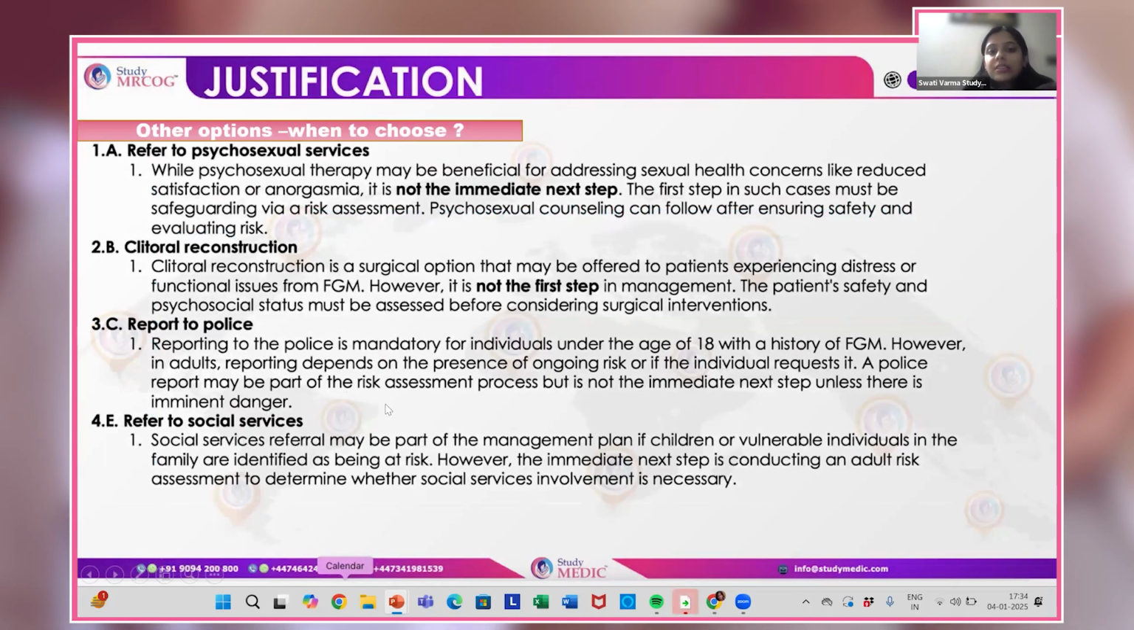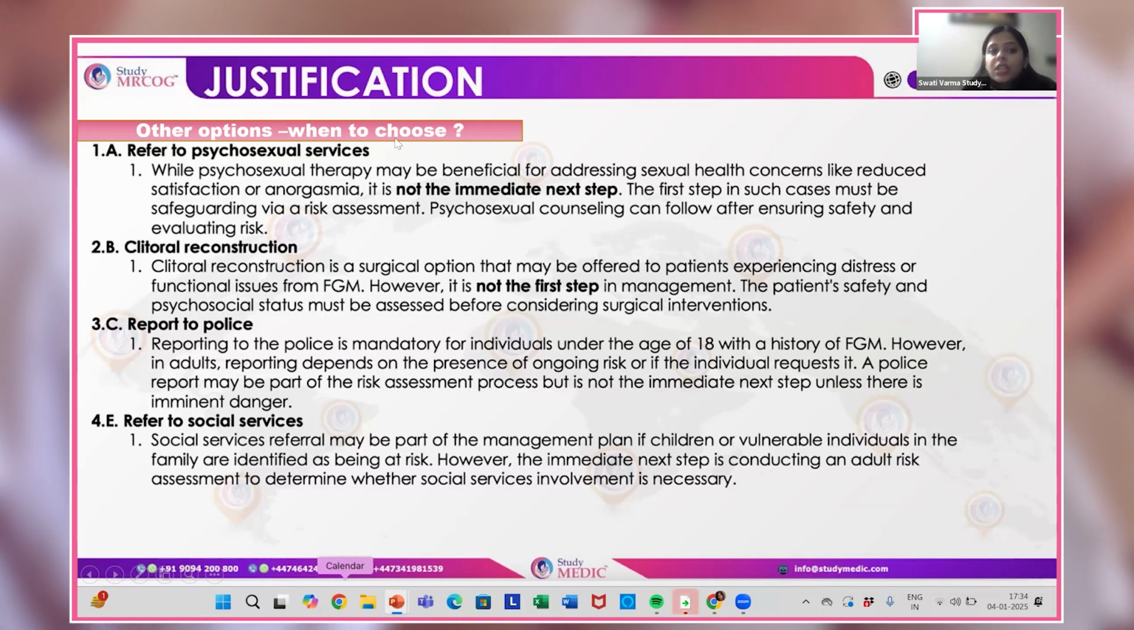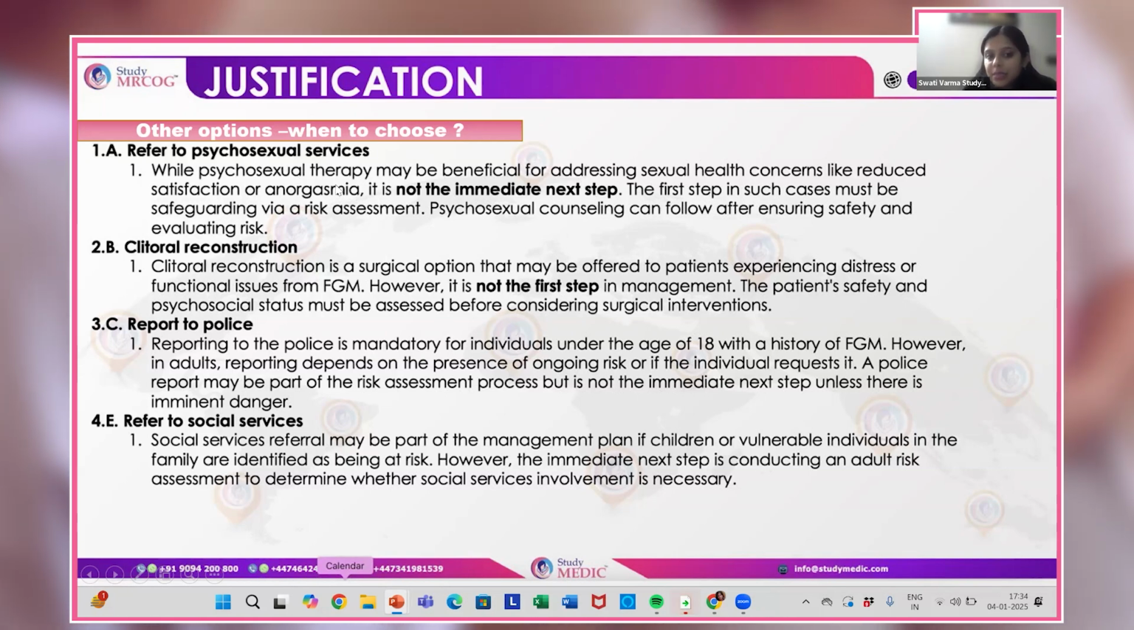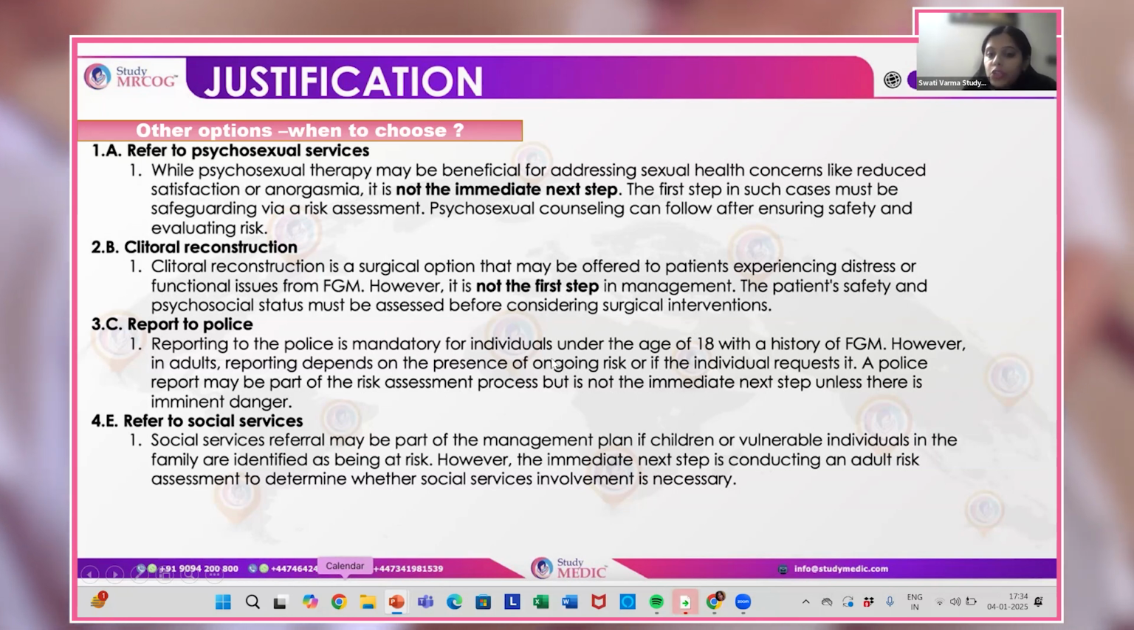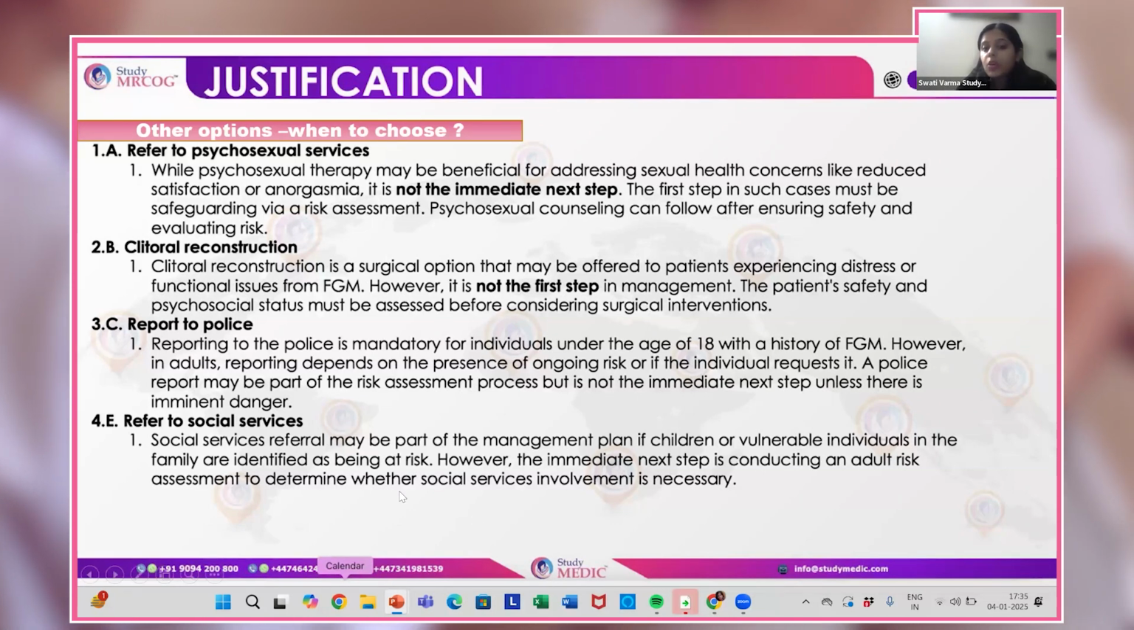These are the other things which are routinely asked, like when to refer to psychosexual services, when to go for clitoral reconstruction. Here, while psychosexual therapy may be beneficial, the first step will be the risk assessment. Always choose risk assessment over referral to psychosexual services because that holds priority. Reporting to police only under the age of 18. Social services may be part of the management plan if you find any children might be at risk, or any individual vulnerable in the family or at risk of undergoing FGM, then only refer to social services.